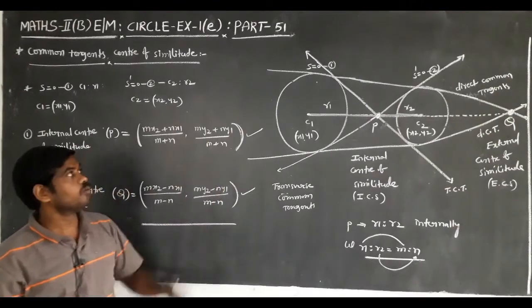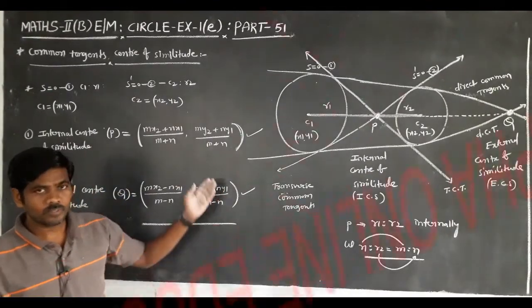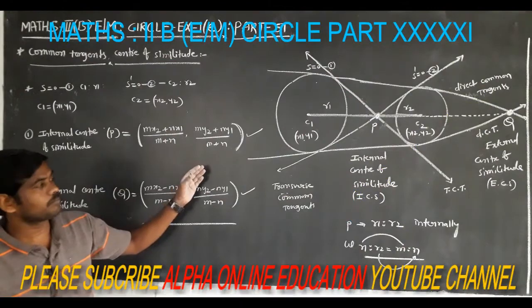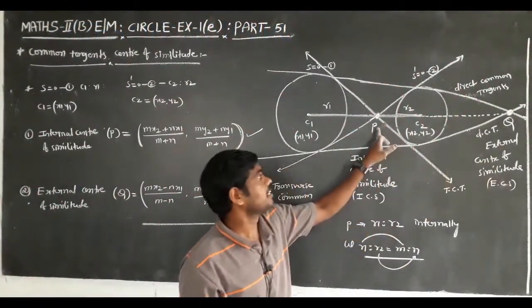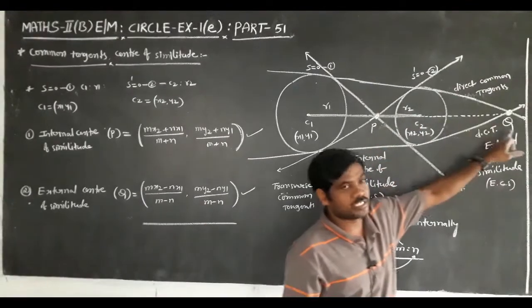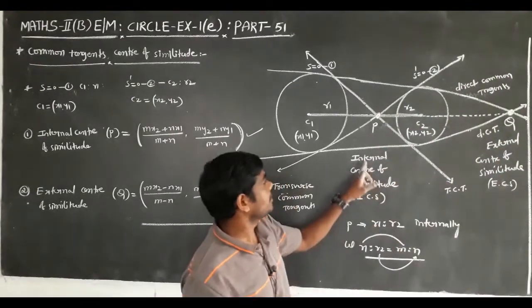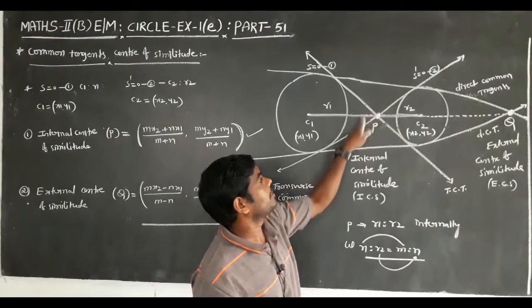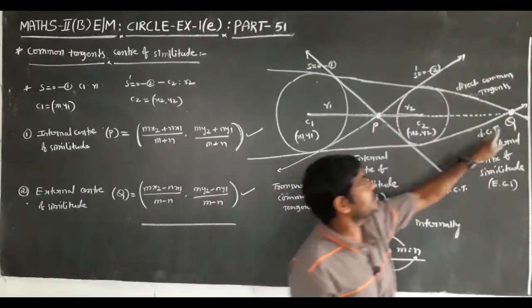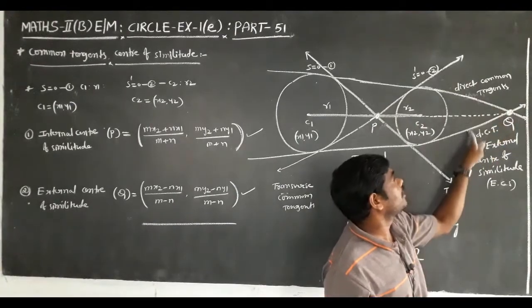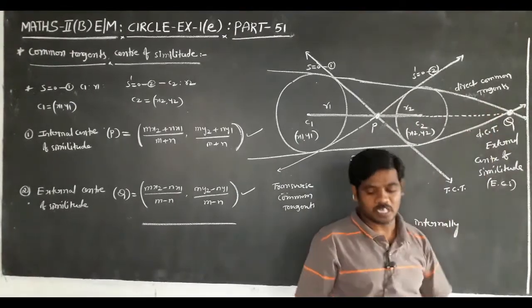This is a very important concept. Transverse common tangents, direct common tangents, internal center of similitude, external center of similitude. Internal center of similitude means the point of intersection of transverse common tangents. External center of similitude means the point of intersection of direct common tangents.